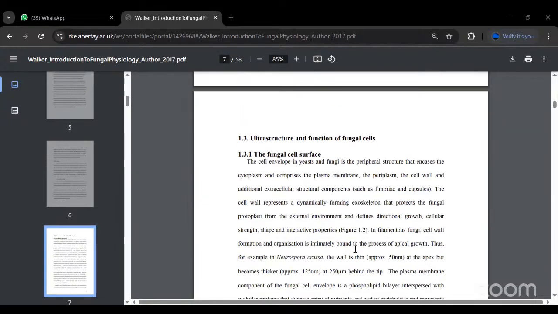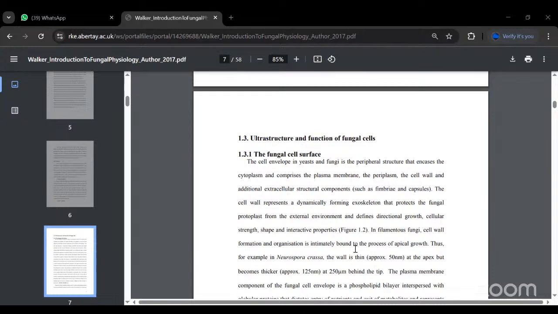Next one, the fungal surface. The cell envelope in yeast and fungi is the peripheral structure that encases the cytoplasm and comprises the plasma membrane, the periplasm, the cell wall, and additional extracellular structural components such as fimbriae or capsule. The cell wall represents a barrier to the environment and defends the cell, and it determines directional growth, cellular strength, and shape.